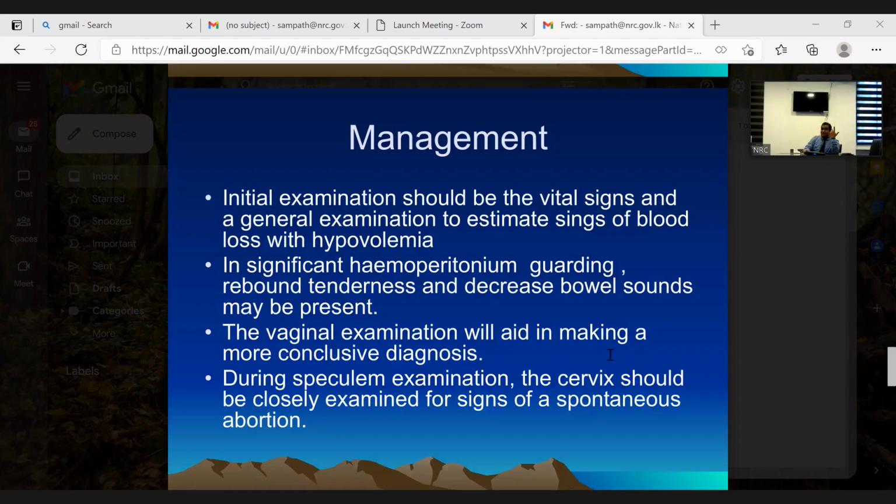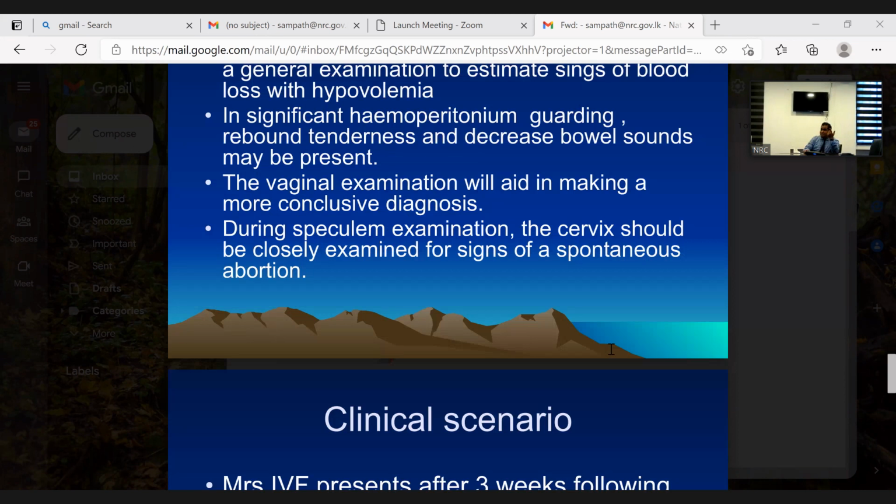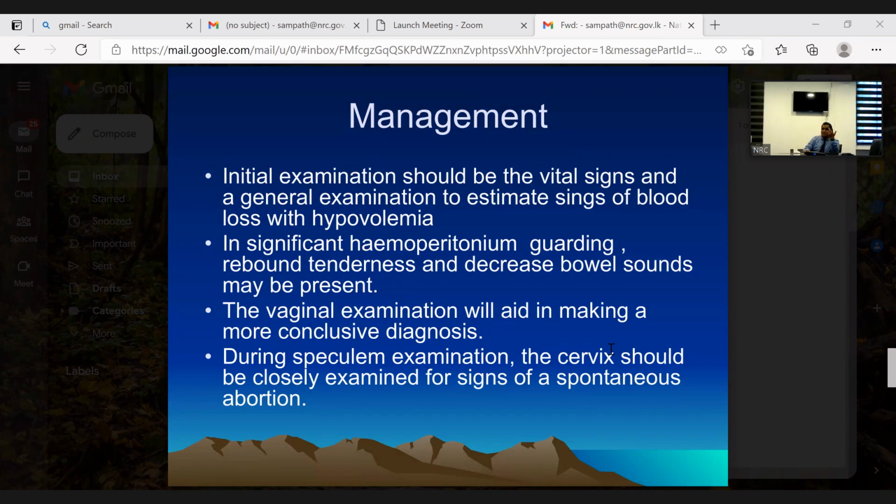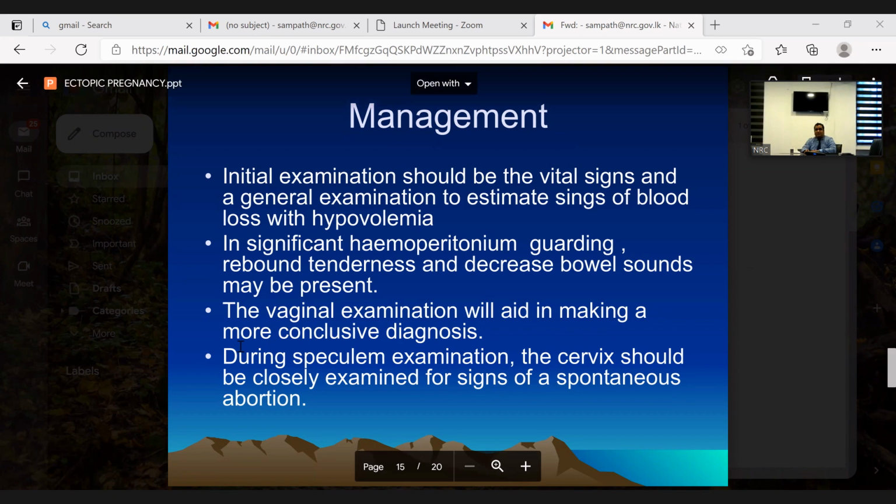After all, pregnancy with bleeding PV, there are 3 things you have to suspect: miscarriage, ectopic pregnancy, and molar pregnancy. So your speculum examination is an important thing.